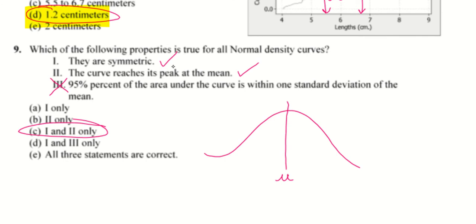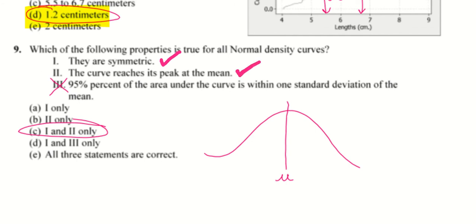So on number 9, hopefully you recall that a normal density curve is always symmetrical. So it's always symmetrical. The curve, its peak is always going to be where the mean is.